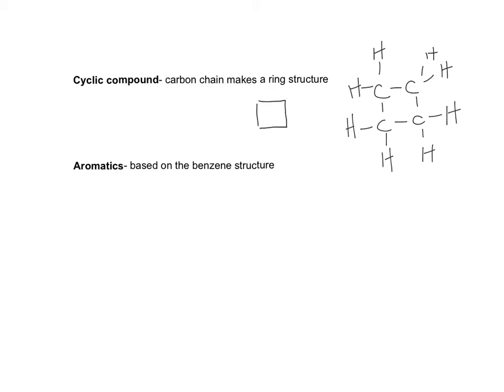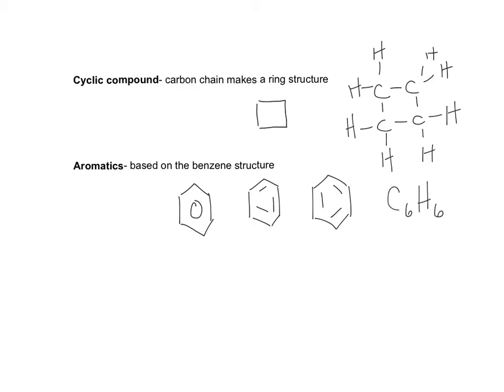Aromatics. Aromatics are all based on the benzene structure, and the benzene structure is best represented like that. It can also be represented like this, or like this. It is C6H6. So all aromatic compounds contain a benzene structure.